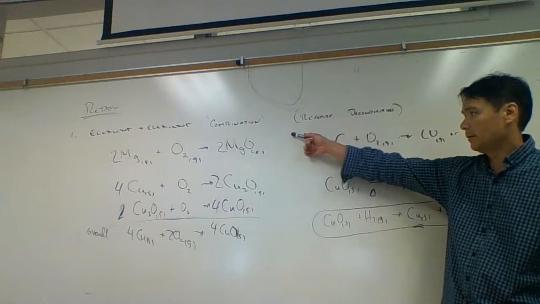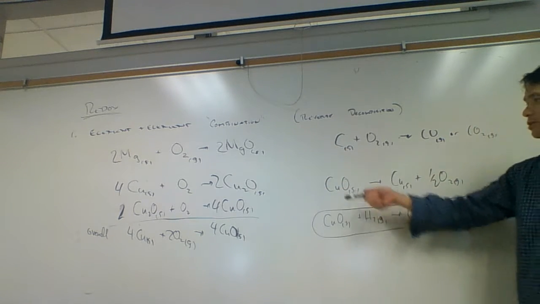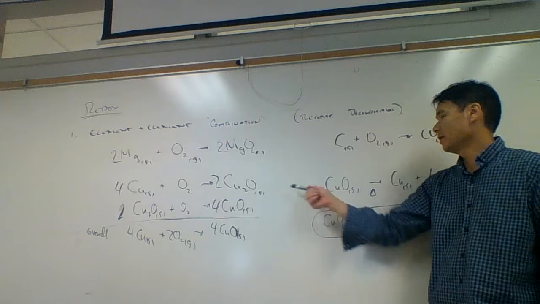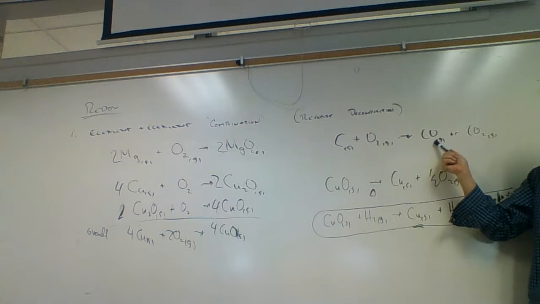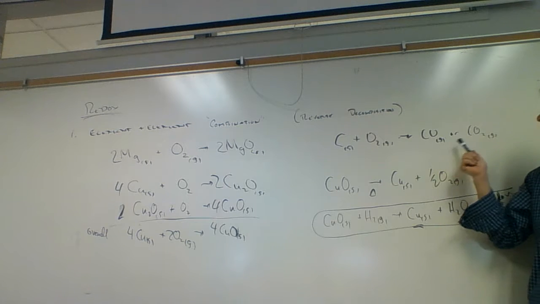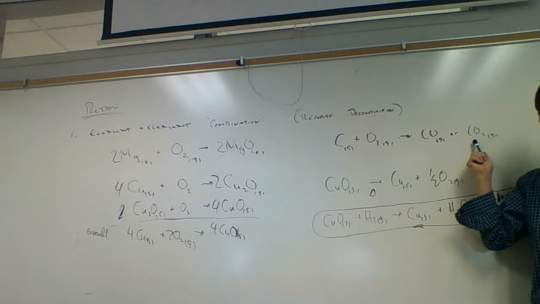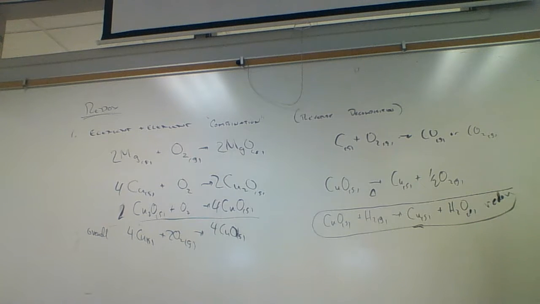And so I was talking about element plus element combination reactions. If it's fixed charge, it's easy. If it's variable charge, then we have some choices. So this is variable charge, carbon. So we're going to have some choices. What's carbon's charge in carbon monoxide? 2 plus. In carbon dioxide? 4 plus.